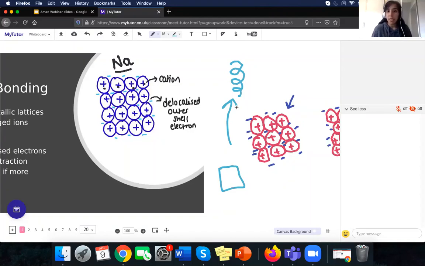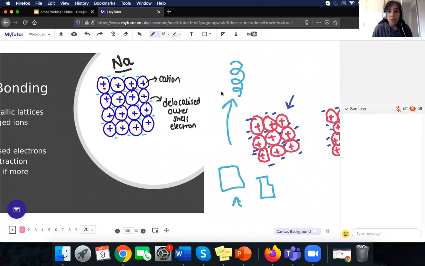Whereas malleable just means that if we hit the metal, we can change the shape from something like this to say something like this. So I hope that makes sense with ductility. And again, it's all about those layers sliding over each other because of the delocalized electrons there.